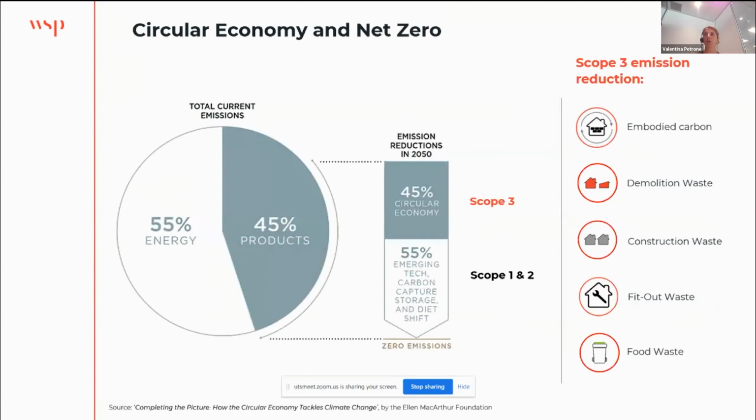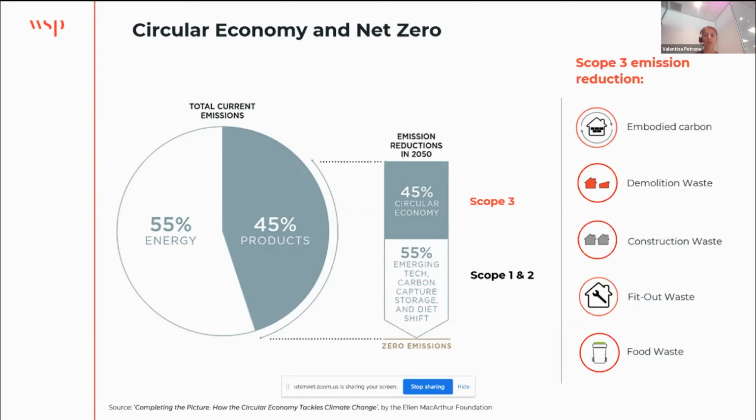Relating specifically to today's conversation and the goal of finding opportunities to reduce embodied carbon in infrastructure projects, particularly with a link to the Brisbane 2032 event, circular economy is a key enabler for achieving net zero in the built environment.